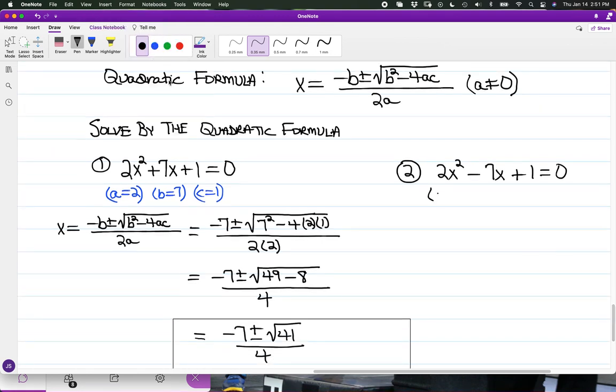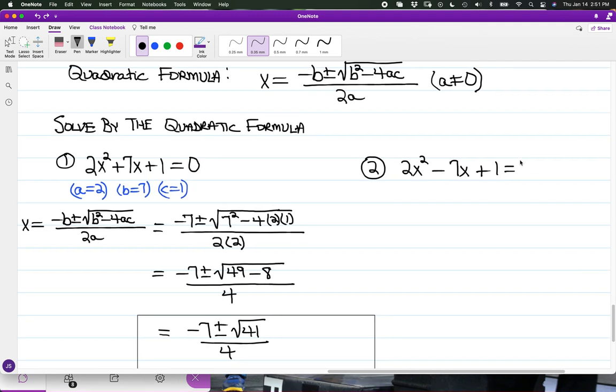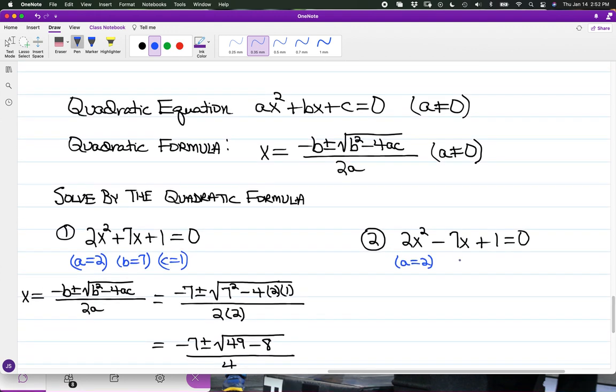Okay, so we have a little bit of history to repeat. Now for a, once again we have that a is going to be equal to 2. Now for b, not positive 7, but negative 7. And we have that c is equal to 1.